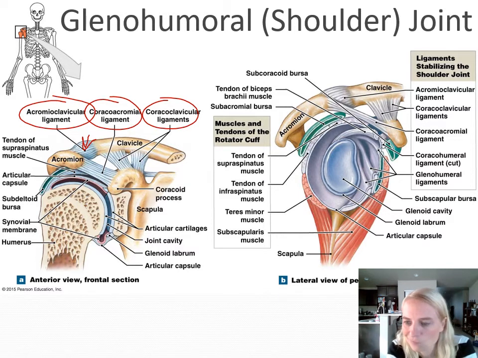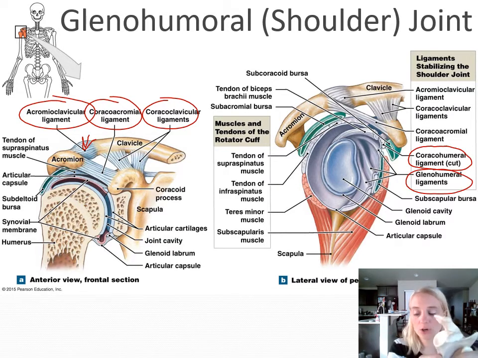So we have acromioclavicular, coracoacromial, coracoclavicular, and then deep in here, we have coracohumeral and glenohumeral. These ones are a little bit harder to see. You will be able to see some of these in the models in lab. Coracohumeral, just as the name implies, goes from the coracoid process to the humerus. It's more the base of the coracoid process going over and connecting to the humerus here. I don't know if you can see that very well.